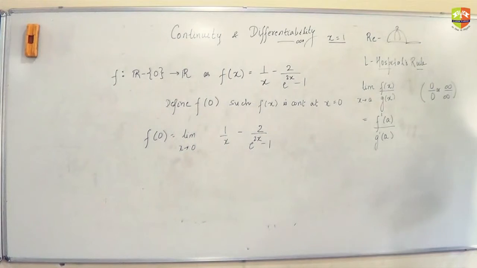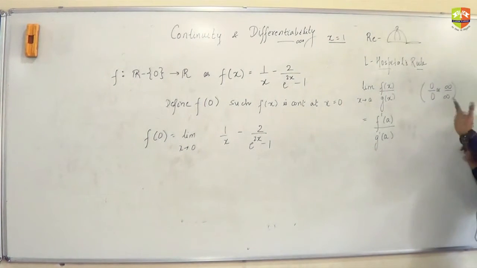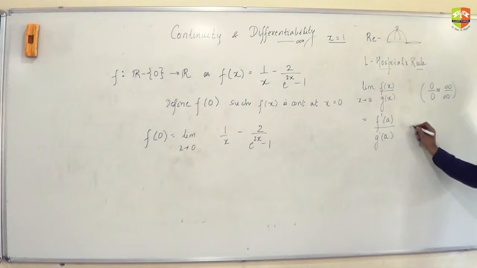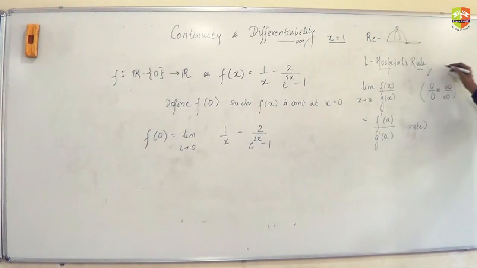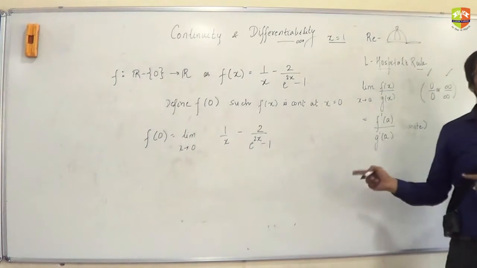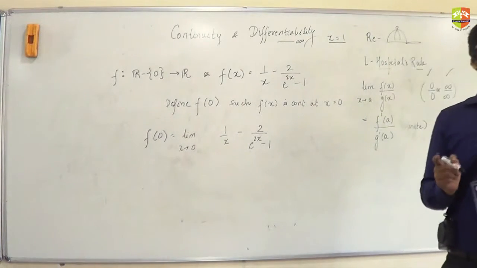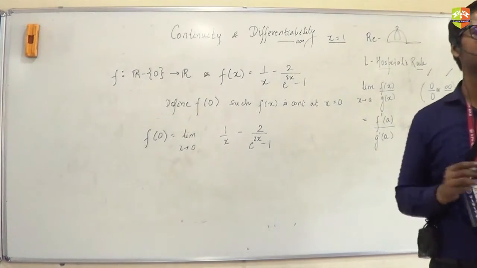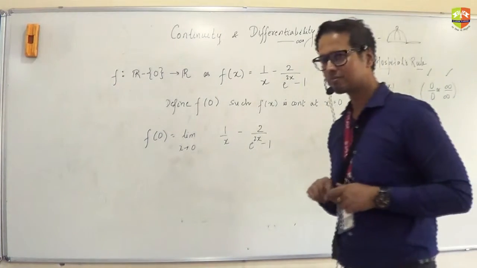Now, what if you still get a 0 by 0 even after doing this? Repeat the process till you get a finite answer. This is called the L'Hopital rule. And it is only applied when the problem is of this form or this form. So in the present question, in the present form, you cannot apply it. If you still want to apply it, you first have to take LCM, as what Tejas was saying, and convert it to 0 by 0 form.